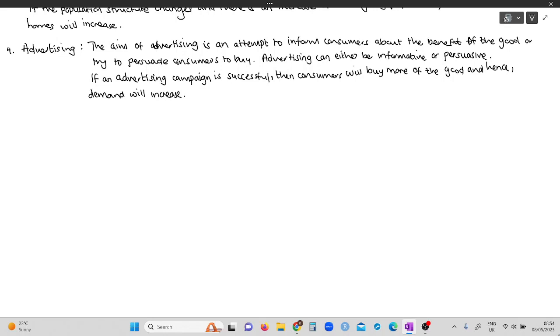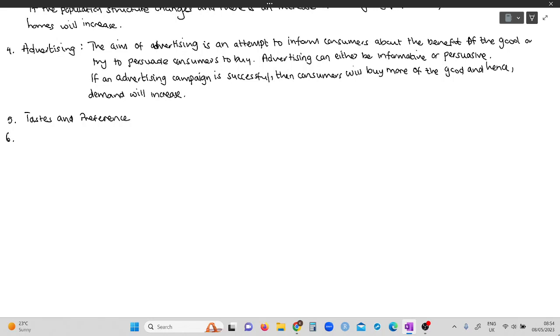So we also have other factors influencing demand, such as taste and preferences. Bien sûr, if a consumer prefer a good, then definitely, and if a good is fashionable, for example, okay, it is trendy, tout le monde est en train de mettre ça, tout le monde est en train de trouver ça intéressant, quoi que ce soit, then definitely demand for that product will increase. So taste and preference is a factor which influences demand. Fashion also is a factor which influences demand.